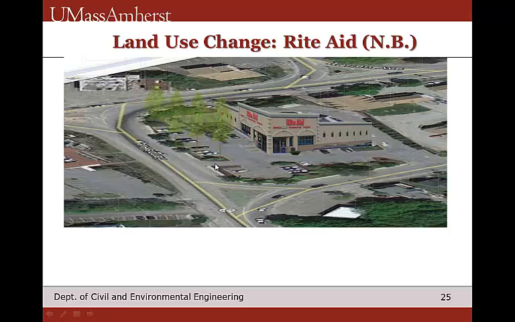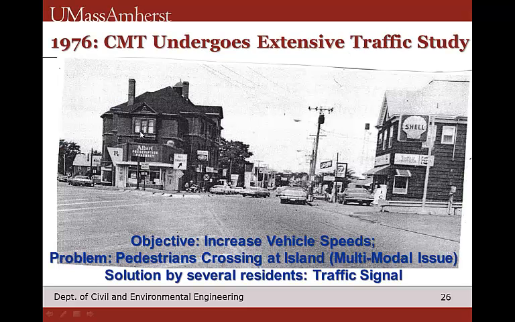And what you notice is there's a lot of entrances and access points onto the roads from these adjacent land uses. So again, the question is, how do you actually move traffic while trying to keep in balance the objectives of land use and economic vitality of the city and so forth? So in 1976, the Cumberland Mills Triangle underwent an extensive traffic study.